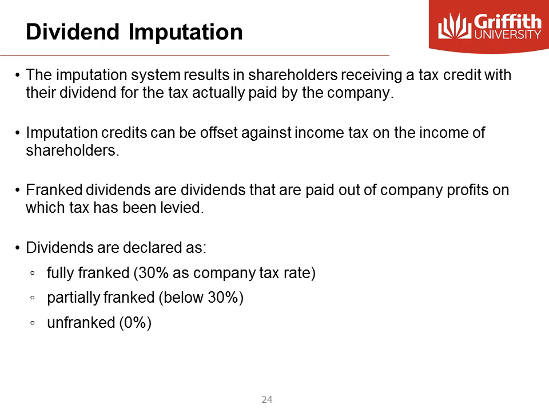In Australia, the company tax is 30%. So when a company declares a dividend on which full tax has been paid, we call them fully franked dividends. Given the 30% tax rate, this means that for every $7 in dividends, there is a tax credit of $3. Dividends can also be partially franked, meaning only a portion of tax has been paid on them, or unfranked, where no tax has been paid.